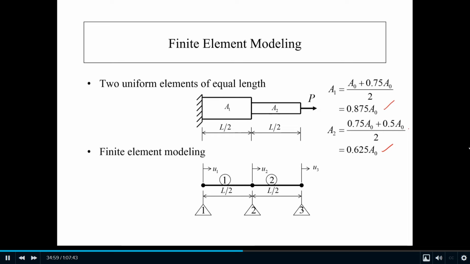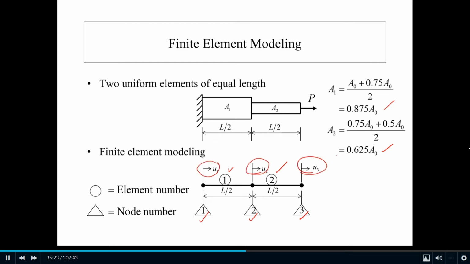Now we start FEM modeling. This is what you should do: define the element numbers. You have two elements, so you have element 1 and element 2, and you have node numbers: node 1, node 2, node 3, like this. For each node, you have nodal variables defined. So this is your FEM model, the simple one. We start with two elements using truss elements, like this.